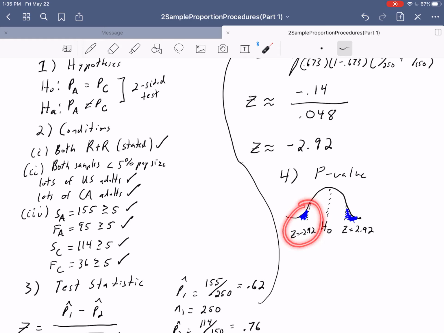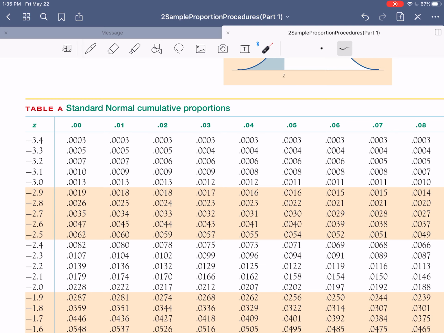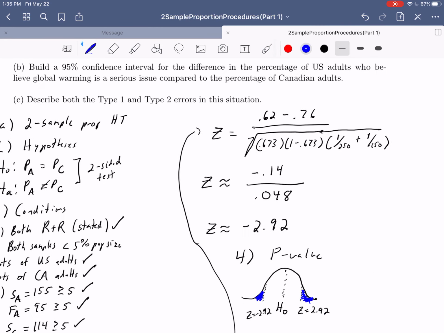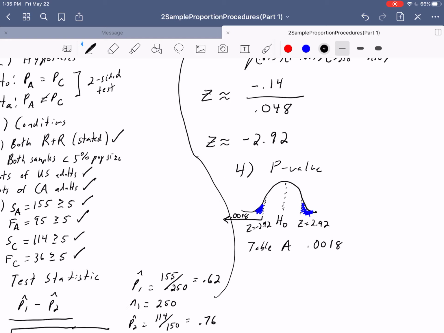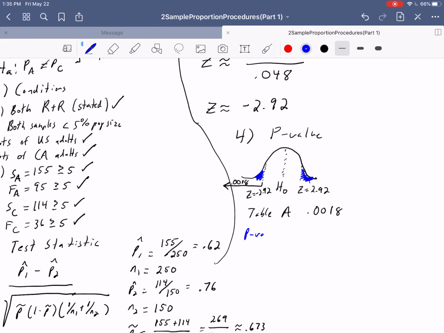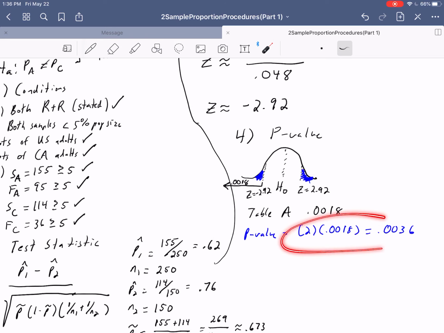Well, it's always easier to look up the negative one so that the stuff to the left matches up with this. So let's go ahead and look up negative 2.92. We can look that up on table A. There's negative 2.92, so it looks like we should use 0.0018. So as we said, that would be the stuff this way, 0.0018. And as mentioned, we'll have to double that to actually get our p-value. So our p-value here is 2 times 0.0018, which is 0.0036. So there's our p-value there.